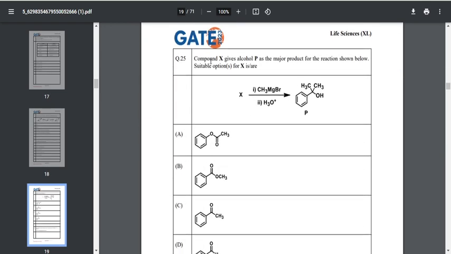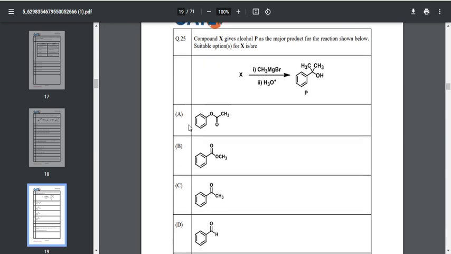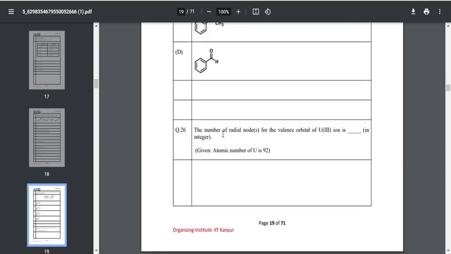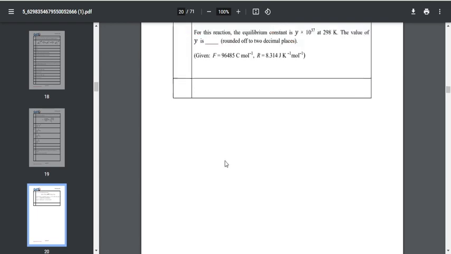Next, for this particular question number 25, the compound X gives an alcohol P as a major product for the reaction shown below. Suitable option for X. For this particular question, option C is correct. Next, for this particular question, the number of radial nodes of the valence orbital of this particular ion is 1. 1 is the correct answer.